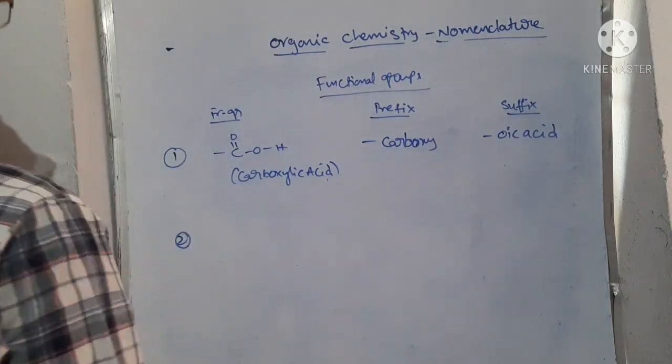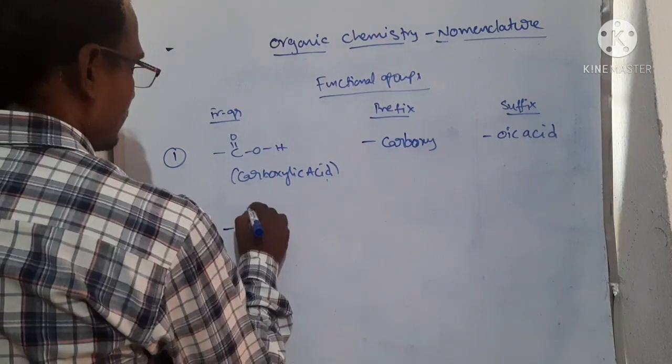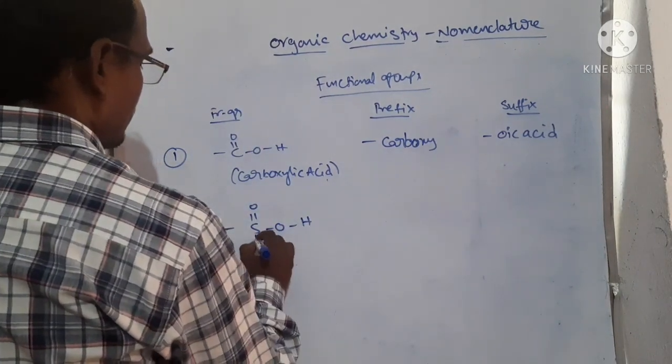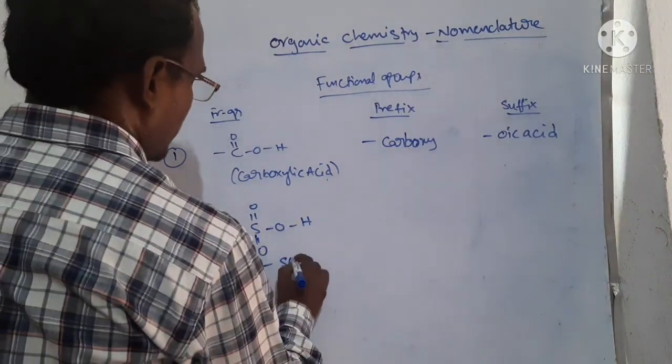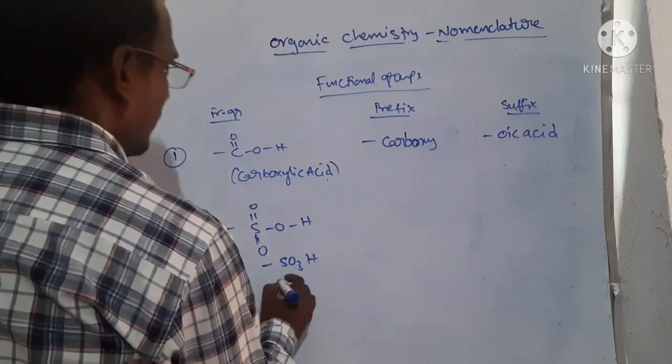The second priority group is SO3H, sulfonic acid.